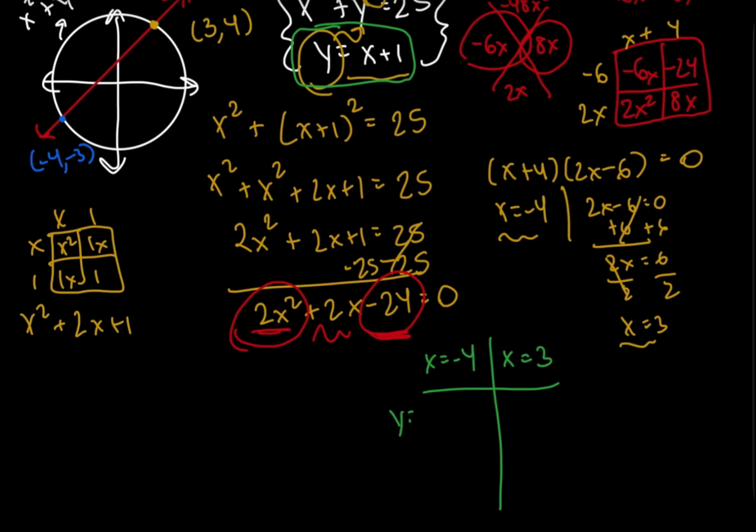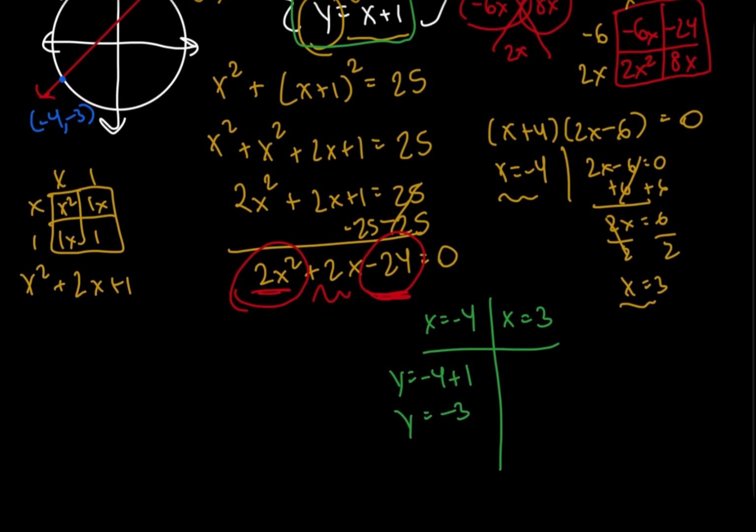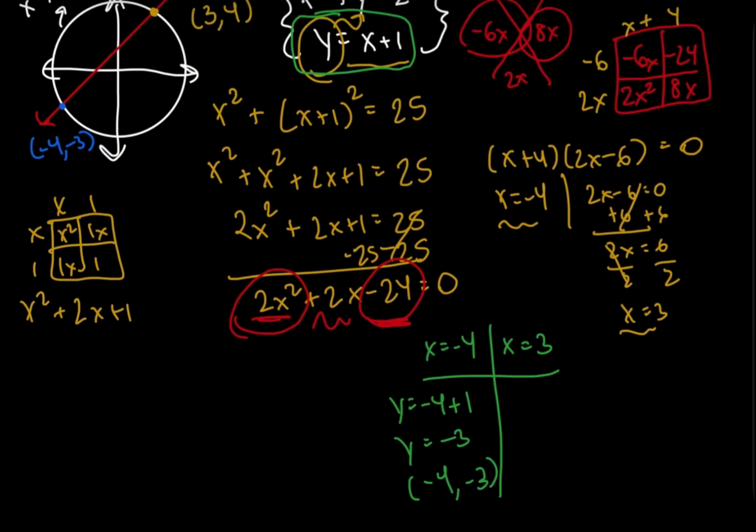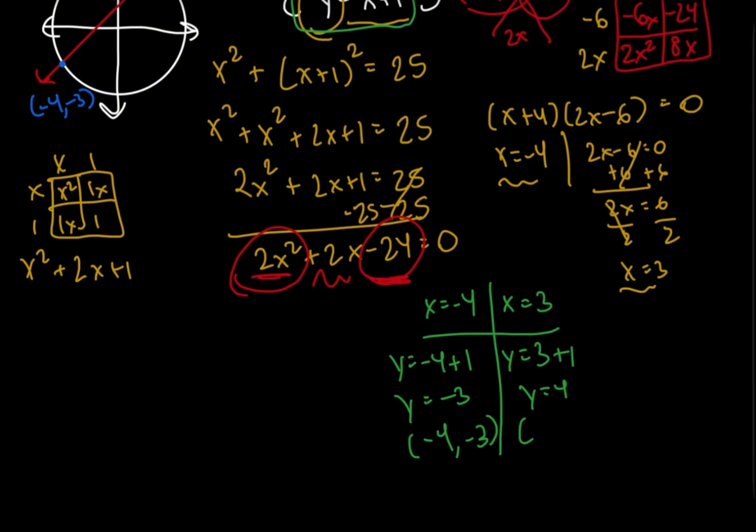So y is equal to x, and in this case x is negative 4, plus 1. So negative 4 plus 1 is going to give us negative 3. So that means that when x is negative 4, y is going to be negative 3. So negative 4 comma negative 3. Now when x is 3, we're going to plug that in again. So y equals x, in this case x is 3, plus 1, we're going to get y equals 4. And when we get that, that means that when x is 3, y is going to be 4.